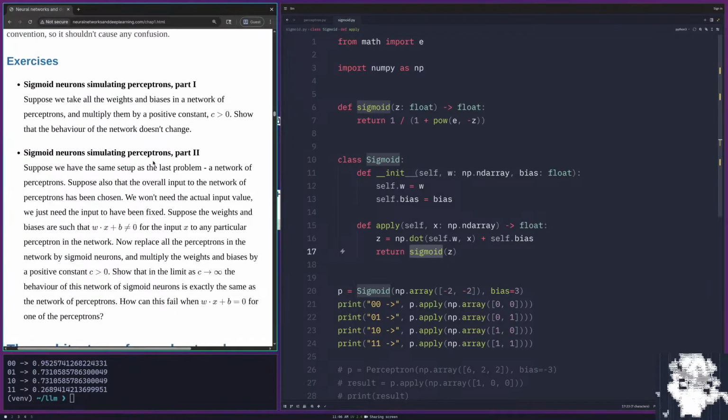Exercises. Sigmoid neurons simulating perceptrons, part 1.